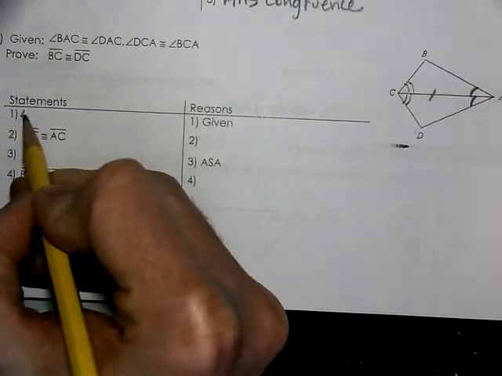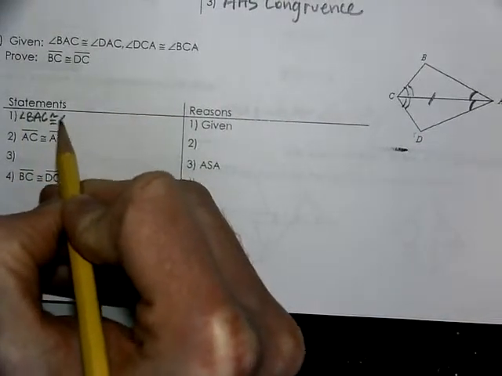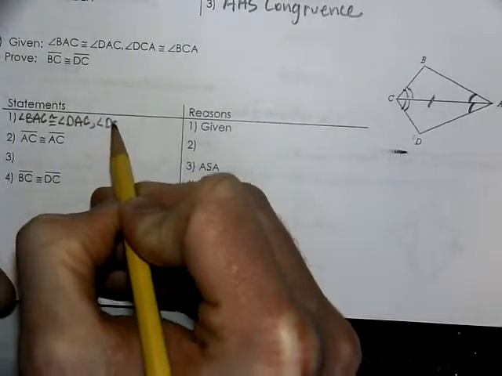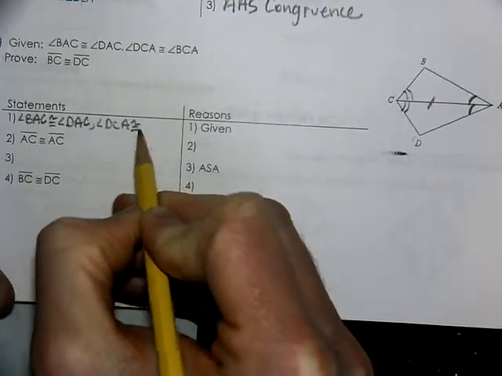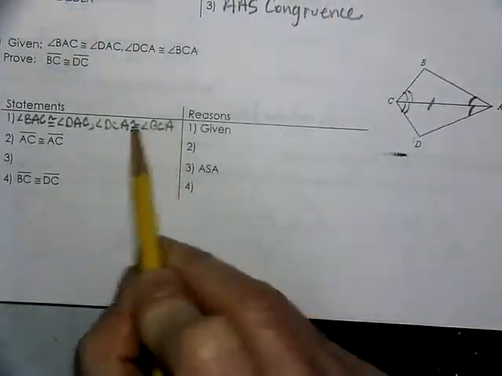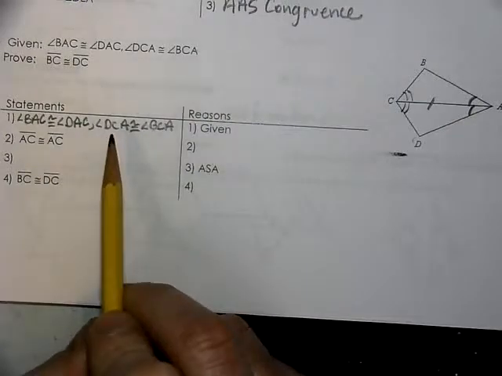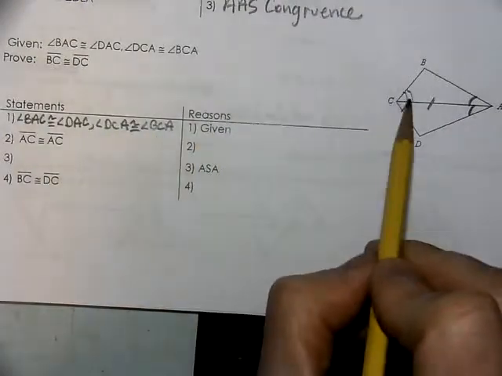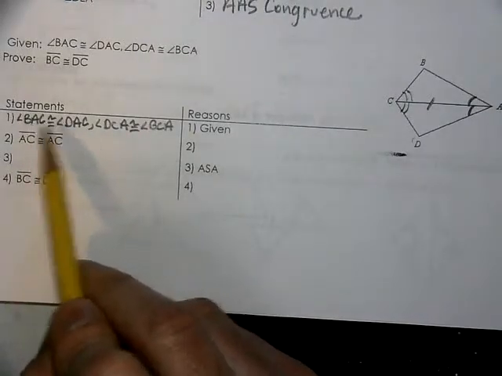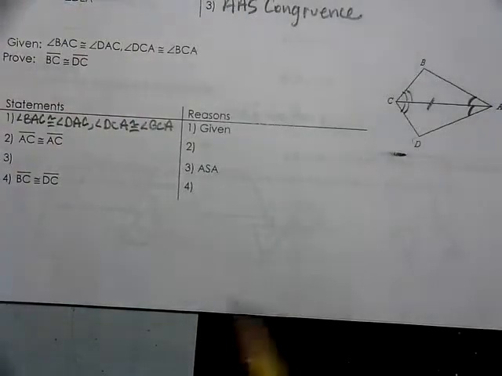So we'll start out with angle BAC is congruent to angle DAC. Angle DCA is congruent to angle BCA. The middle letter tells you where the vertex is located. So these 2 angles are talking about the double tick marks, and these 2 angles over here that have the A in the middle are talking about the single tick marks that I drew.